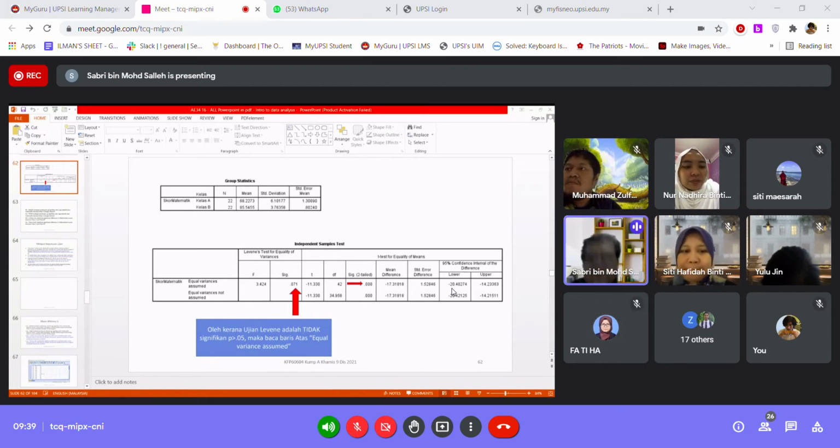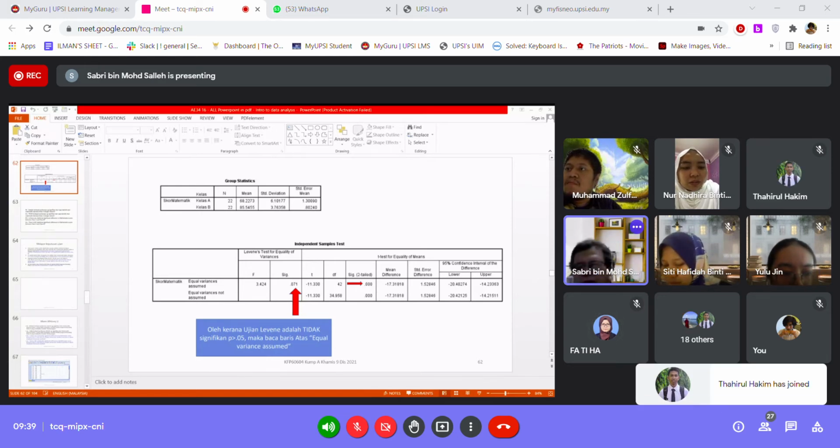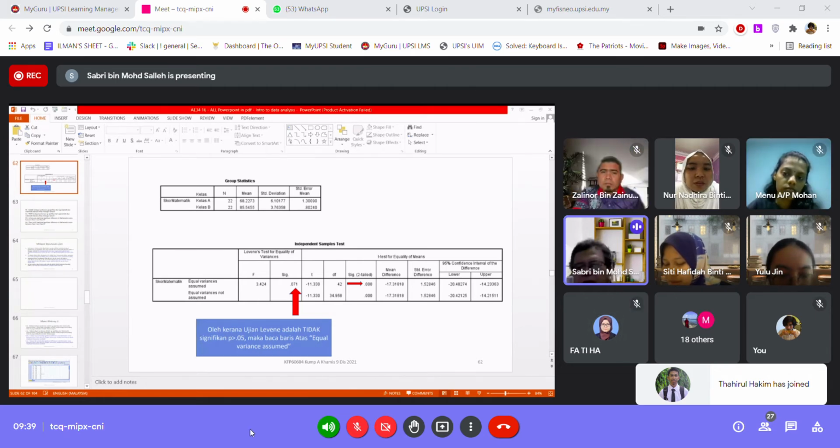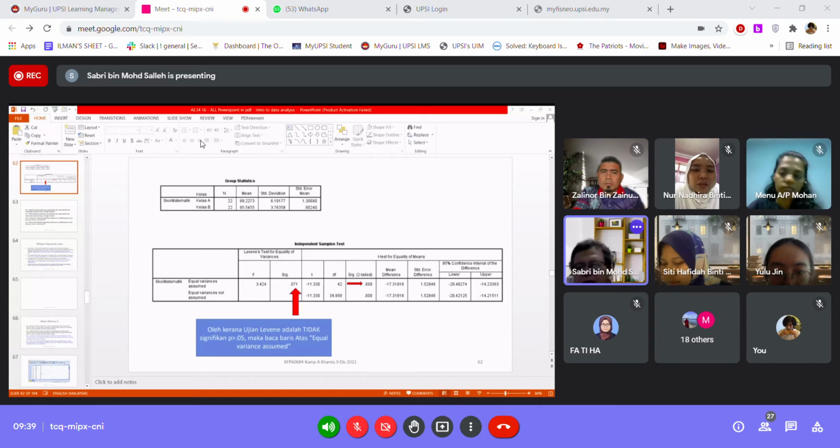Okay, any question regarding the independent test before we move on to the Mann Whitney U? Tak ada? Kalau tak ada, saya akan naikkan file SPSS Mann Whitney U.